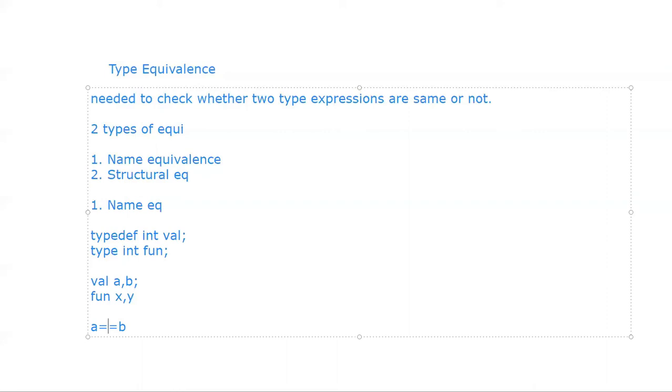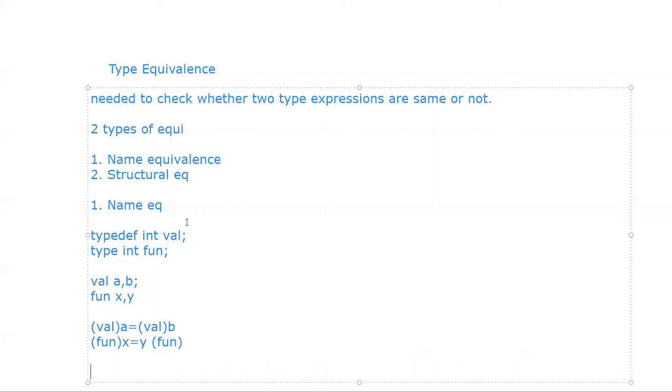So the expression of A and expression of B, whether these two expressions are equal or not. A is of type val and B is of type val. So obviously both expressions are same. We are not talking about the value stored inside the data type. We are talking about the type of the identifier, right? Similarly, if I write x is equal to y, can these expressions be same or not? Yes, of course, these expressions are same by name equivalence. Why? Because the data type of x is fun and the data type of y is also fun.